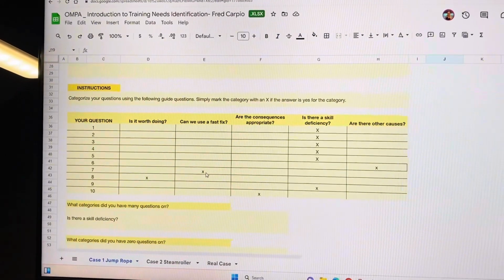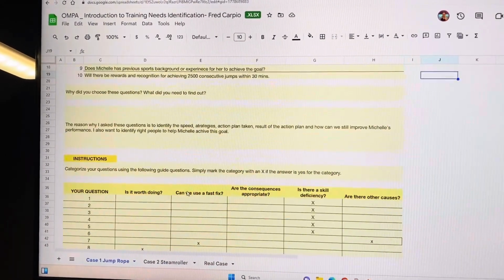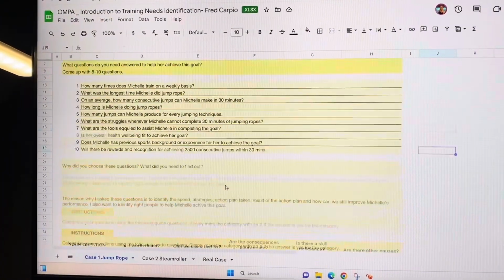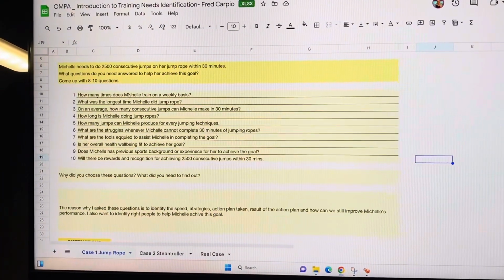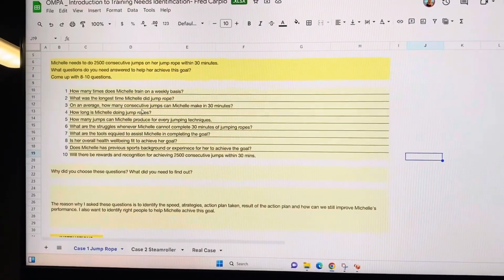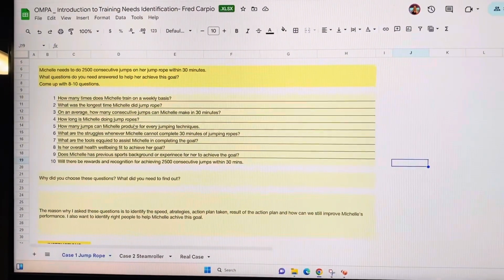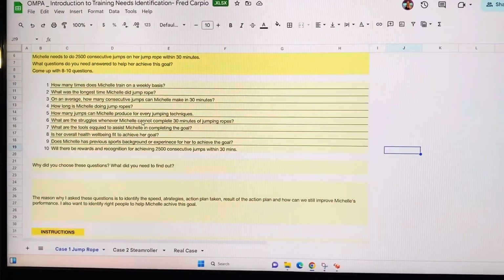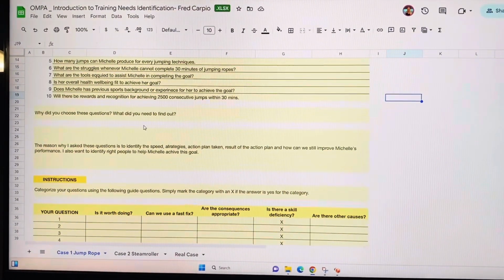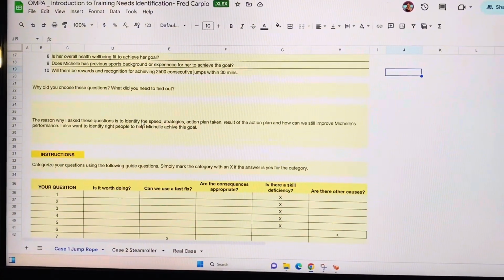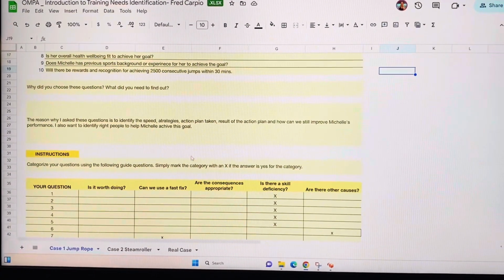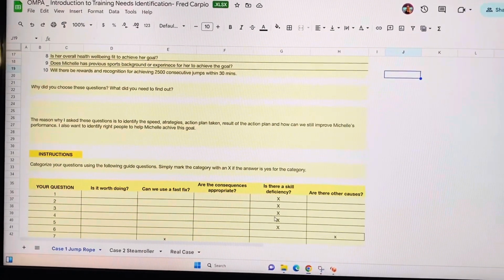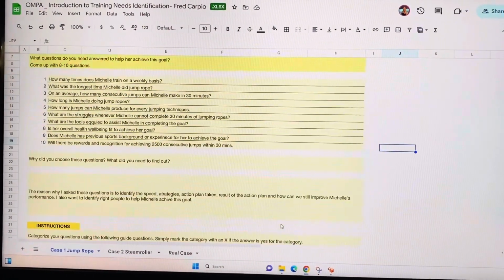Okay, so we will now categorize each of the questions. Again, question number 1 will definitely fall on a skill issue, since we were trying to build a trend. Building a trend will identify if Michelle has the right skill for this task. The second, third, fourth, and fifth questions will all fall under, is there a skill deficiency?